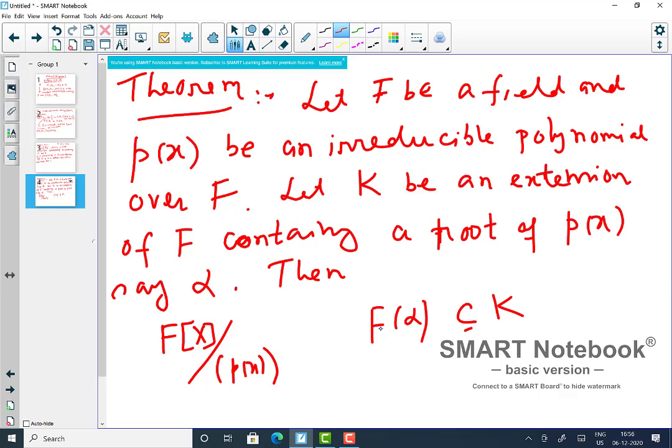So no, sorry, this is a subfield of K, and then you can prove that this is actually isomorphic. Then there is an isomorphism between these two fields. Okay, so what does that mean? That means the simple extension which we have just defined is nothing but the extension coming from quotienting out by the minimal polynomial, which we have discussed, I think, in one of the previous lectures.